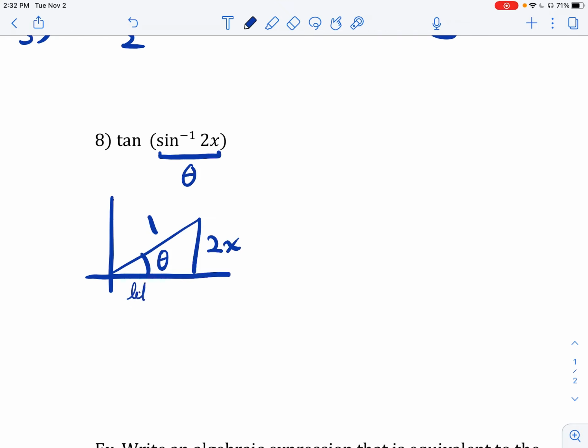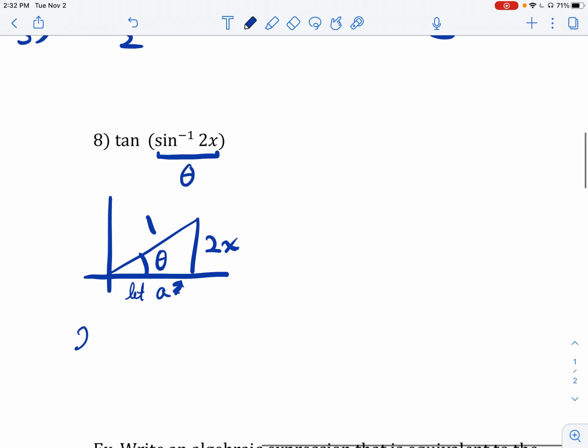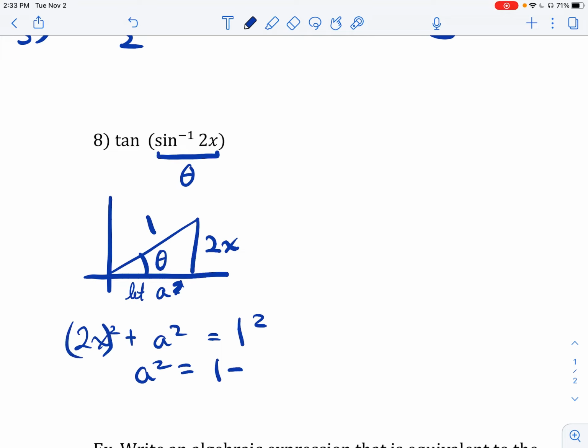Let's just let a be equal to this side. So I can say 2x squared plus a squared is equal to 1 squared. A squared then is equal to 1 minus 4x squared, since 2x squared is 4x squared. A is equal to plus or minus root 1 minus 4x squared. And since I'm only dealing with angles in quadrant 1, I know that my a value has to be positive.